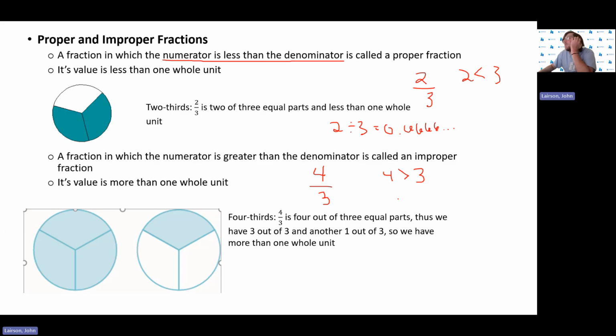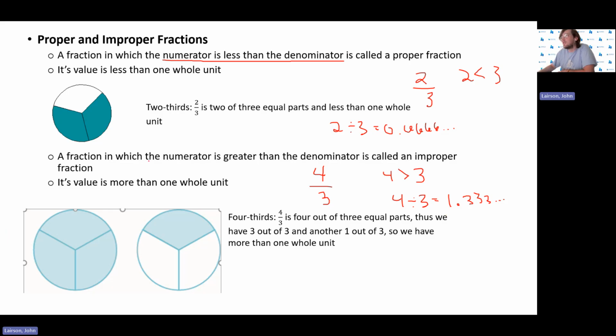Improper ones are always going to be bigger than 1. So if I were to do the 4 divided by 3 like above, I'm going to get 1.3 in my calculator, a bunch of these. So we got a number bigger than 1. We got 1 and then some decimal points.